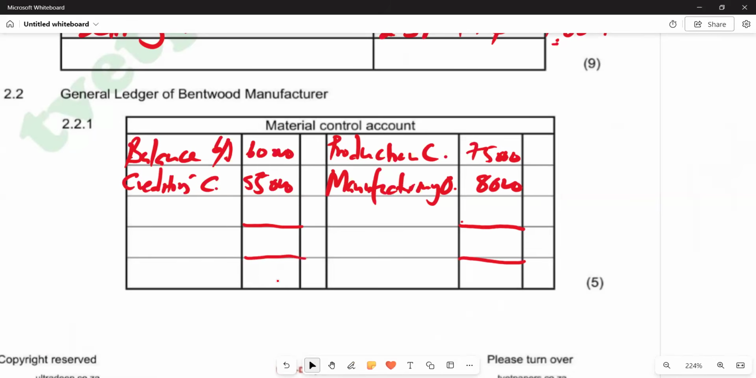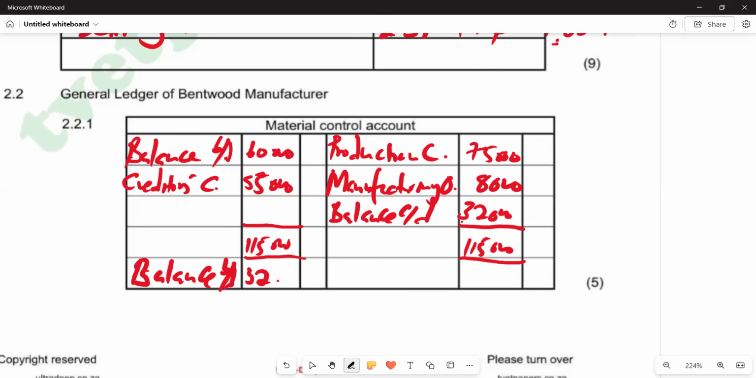Right, having our double lines, you see that we are having a greater debit side with a total of 115,000, which is also going to come on the credit side. And we say 150,000 minus 8,000 minus 75,000, we're going to get your 32,000. And obviously, this is going to be your balance CD. And it's also going to come on this other side as a balance BD, which is 32,000. So this is what we have in terms of 2.2.1.